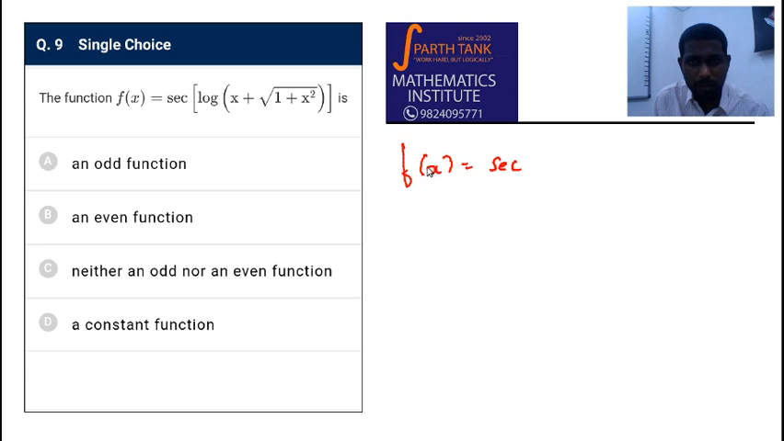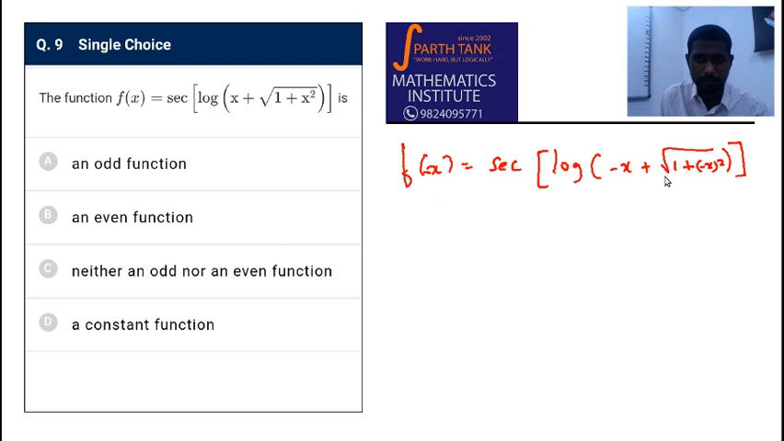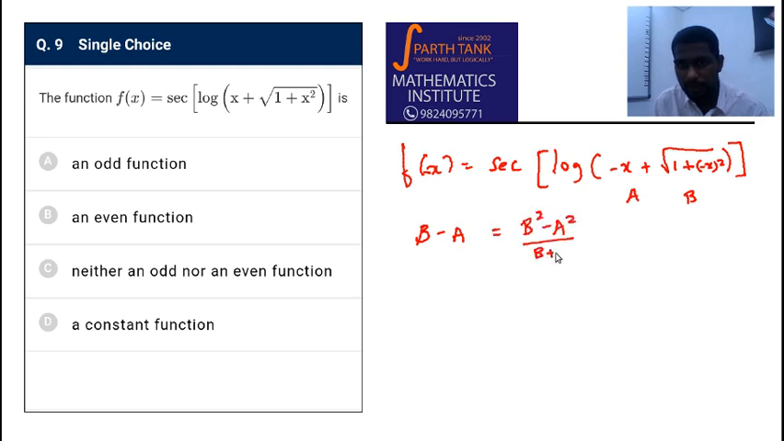How do we find? Calculate f of minus x. So we put secant of log of minus x plus square root of 1 plus minus x the whole square. Right? This becomes 1 plus x squared. Now take this term as a and this term as b, and let us try to rationalize this. That is, I am going to do b minus a, right? It can be said b minus a can be written as b squared minus a squared by b plus a.